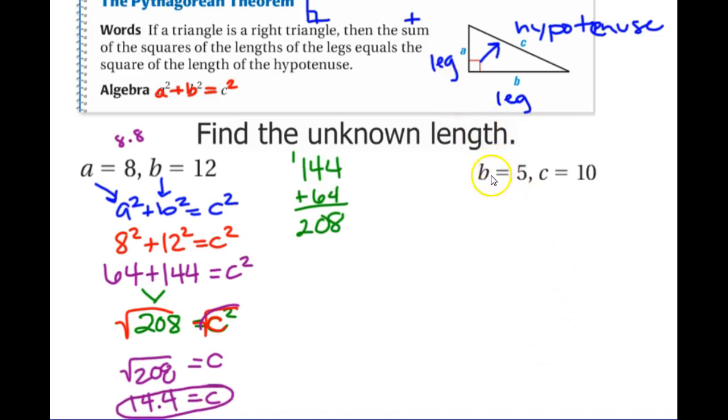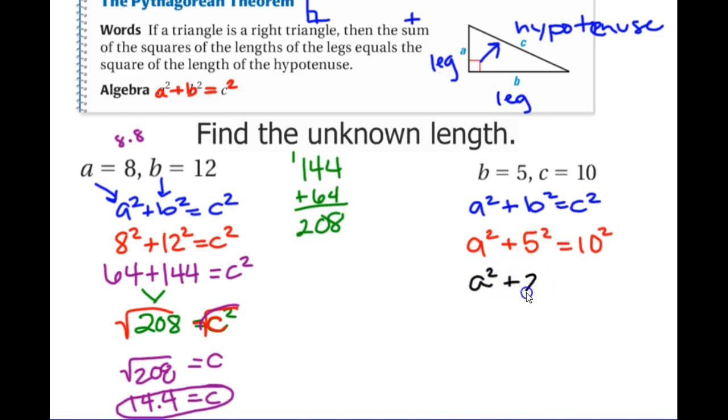Let's try another one. This time we now know b and c. We don't know a. But our equation is still a squared plus b squared equals c squared. So a we don't know, so we just leave it as a squared. B is really 5, so 5 squared, equal to c squared, which is 10, so 10 squared. So I'm going to simplify what I know. This is just a squared. 5 squared, or 5 times 5, is 25. And 10 squared, or 10 times 10, is 100. It's not 10 times 2, it's 10 two times, just like this was 5 times 5.